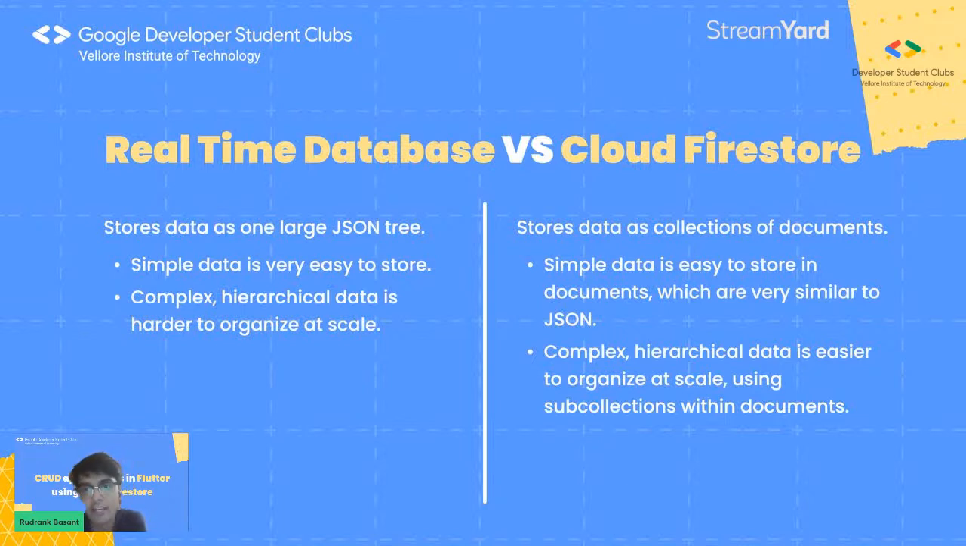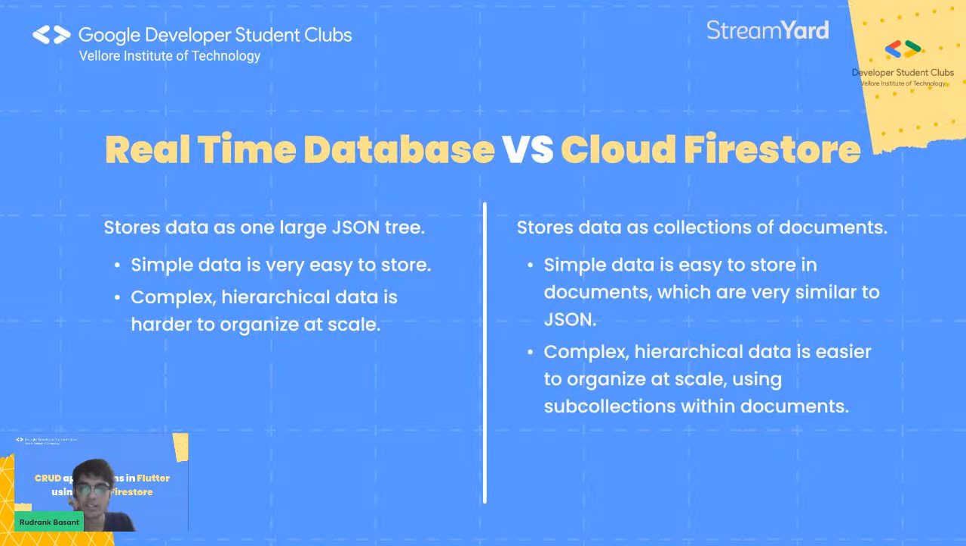If the data is very simple, it is easy to store because it is just one JSON file. You don't need to maintain a lot of files or collections for that. But if you have a lot of data and a lot of people have downloaded your app, it will become very tiring to find data or to even visually see it. For that we can use Cloud Firestore instead.